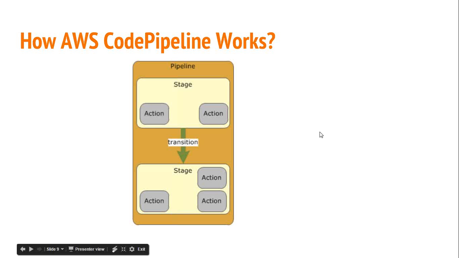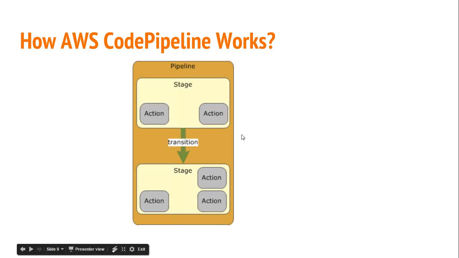So how does AWS CodePipeline work? AWS CodePipeline helps you create and manage your release process workflow. A pipeline is a workflow construct that describes how software changes are picked up from the source, how to build, using which tool you want to build, and where you want to deploy. There will be different stages.